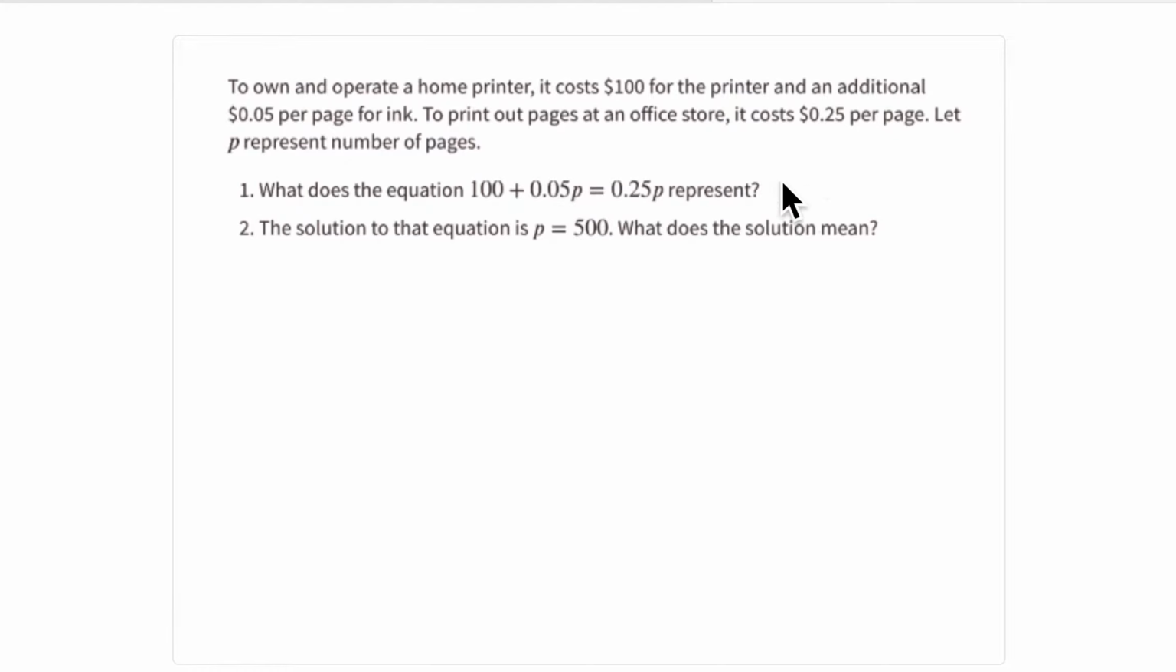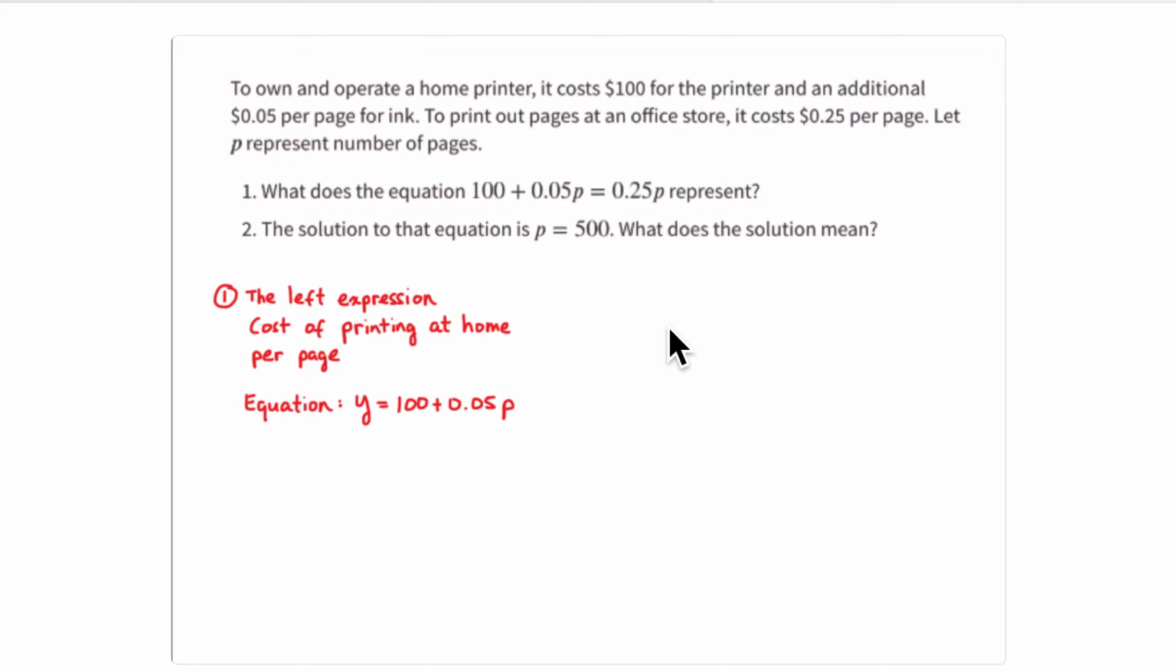So when are those costs the same? How many pages do you have to print to pay the same amount from home or to pay the same amount at a store? So what does the equation 100 plus 5 cents per page times the number of pages equal 25 cents per page times the number of pages represent? And the solution to the equation is the number of pages is equal to 500. What does that solution mean? 500 pages, what does that mean?